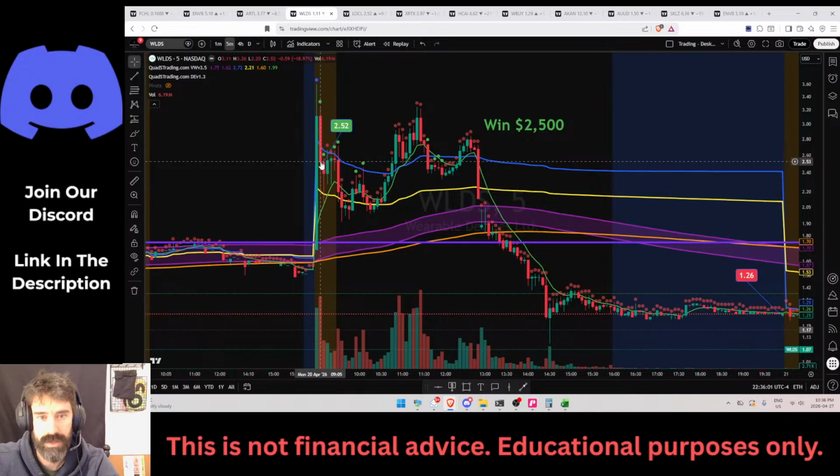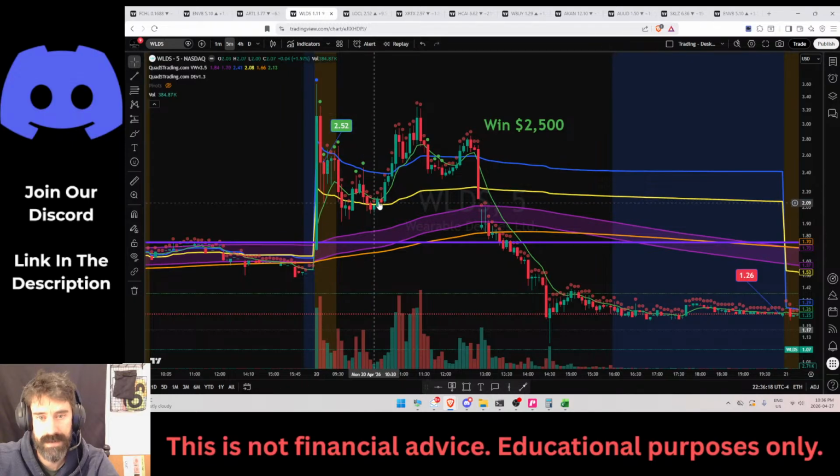Okay, so I enter here, it comes back down, right? So this is what we call the midpoint, this yellow line. That's the middle between the VWAP and the SMA 200. For some reason, this here is a very good resistance area. But nonetheless, it's just a matter of time before it crosses it.